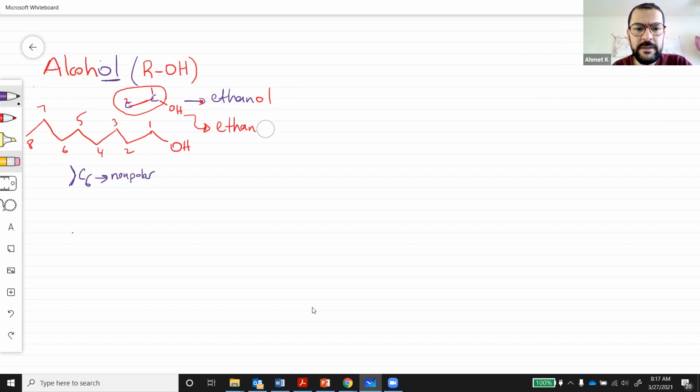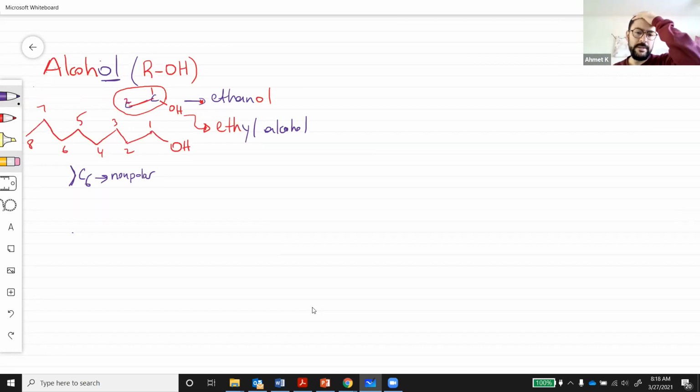Ethyl, very good, right? So the alkyl chain is going to be ethyl, and now you're just going to call it alcohol. So it's going to be ethyl alcohol. Make sense? These two are the IUPAC name, and both of them are commonly used.